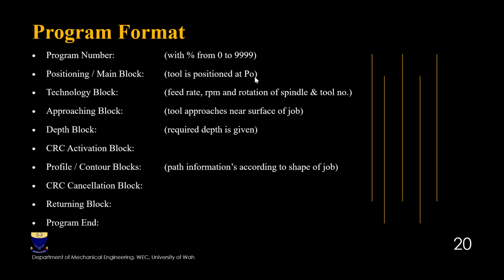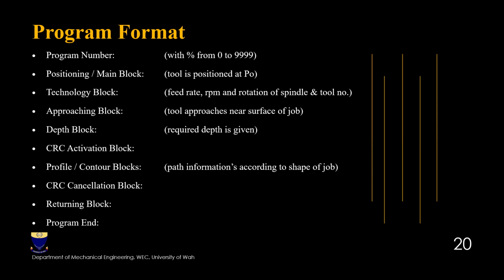And the next one is the positioning main block. The tool is positioned at P0, which is the program zero point. After that, the technology block, in which feed rate, RPM, and rotation of spindle, whether clockwise or anti-clockwise, and the tool number, which can be used for profile milling or drilling, can be described. Approaching block: the tool approaches near the surface of the job. Depth block: the required depth of cut is given. CRC activation, basically G41 or G42.